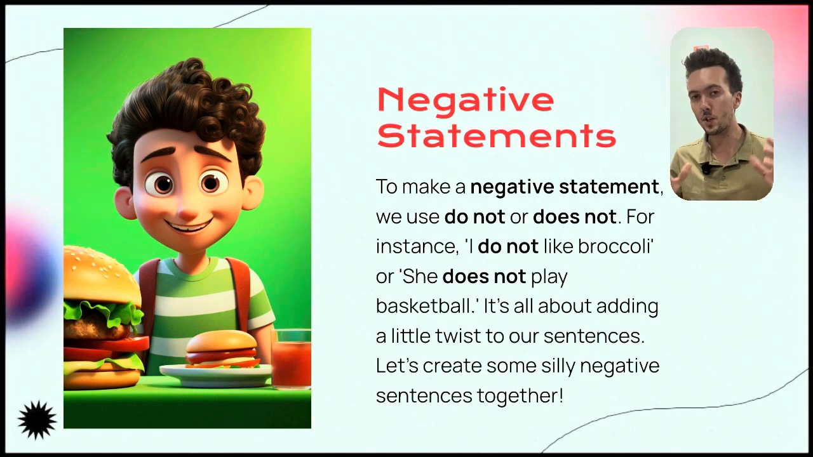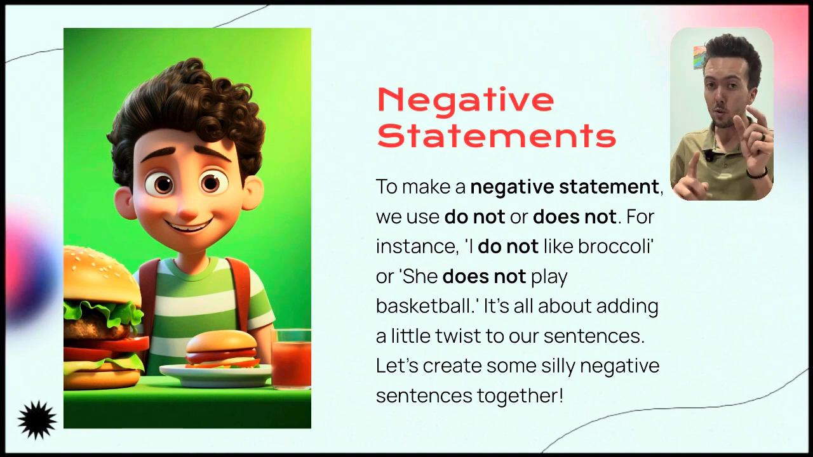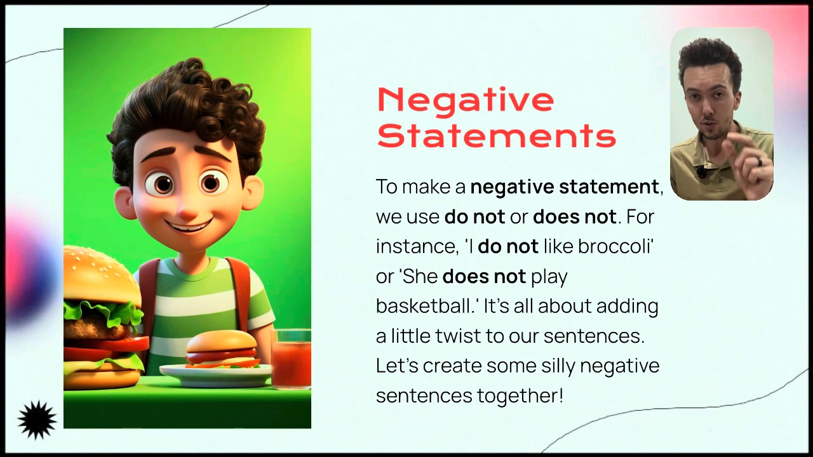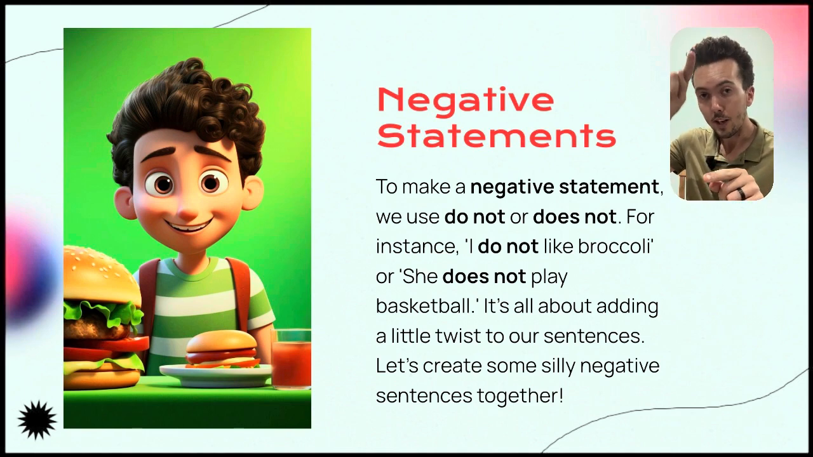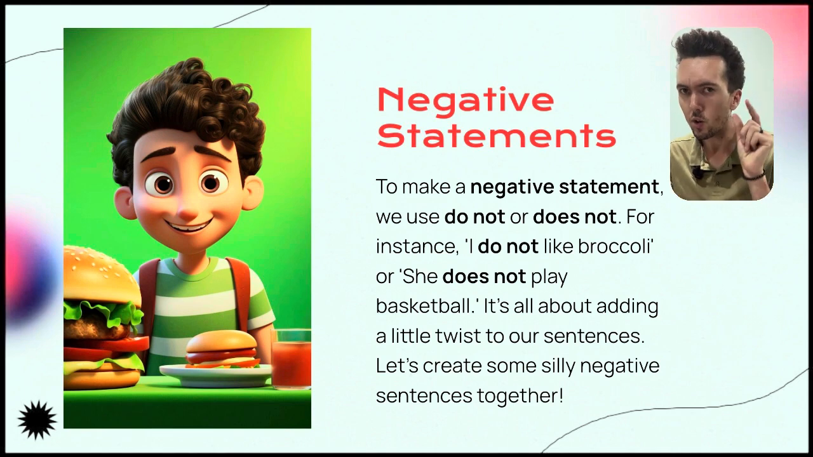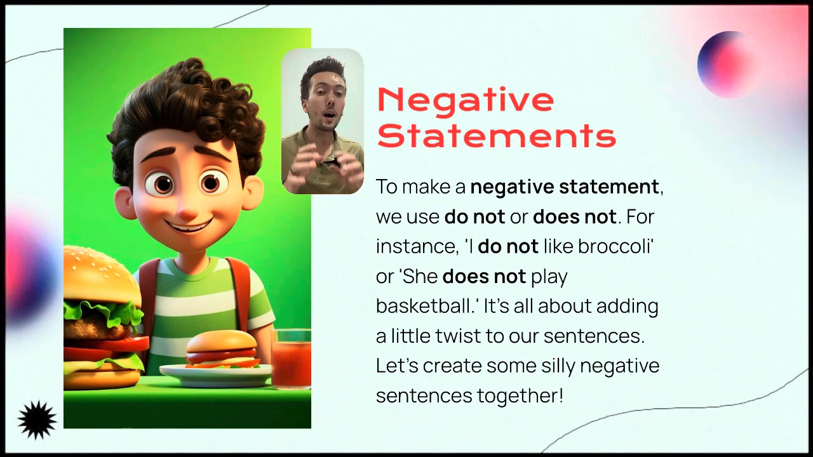Now, to make a negative statement, it's quite easy. All you need is do not or does not. Now remember, don't is a contraction. The word don't, D-O-N, then that little funny mark that you never remember the name of, an apostrophe, and a T. That's a contraction. It's also part of making a negative sentence. I don't like broccoli, or I do not like broccoli, or she does not play basketball. Notice we use do not with I, you, we, and they. And we use does not with he, she, and it.